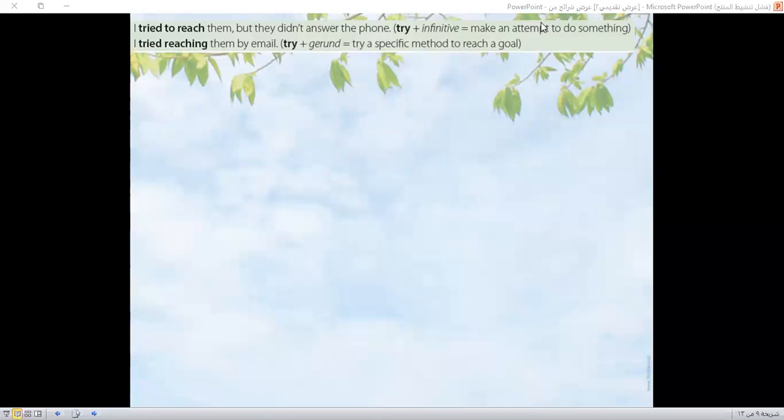And then the last verb that we have is try and then the infinitive. I tried to reach them, but they didn't answer the phone. Try with the infinitive makes an attempt to do something. Attempt means محاولة. I tried reaching them by email. When I use try with the gerund, it means that I try a specific method to reach a goal.